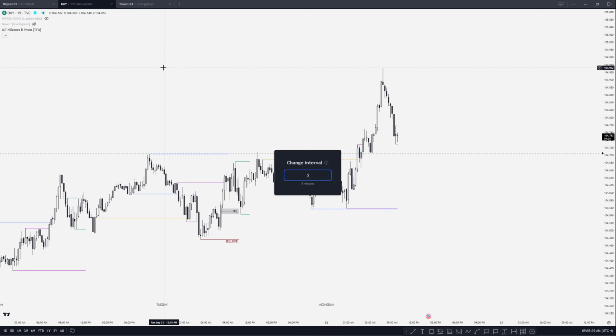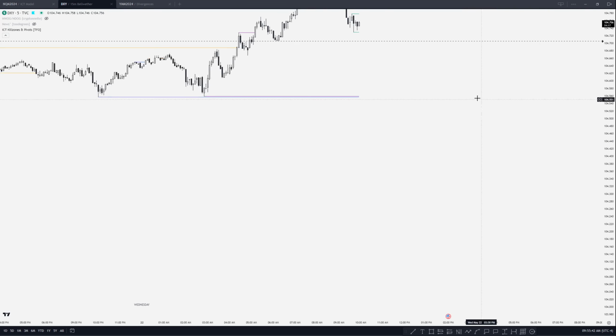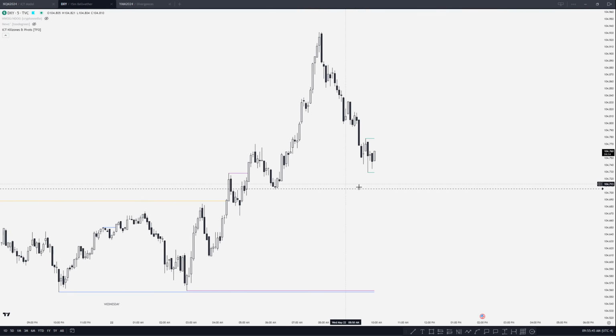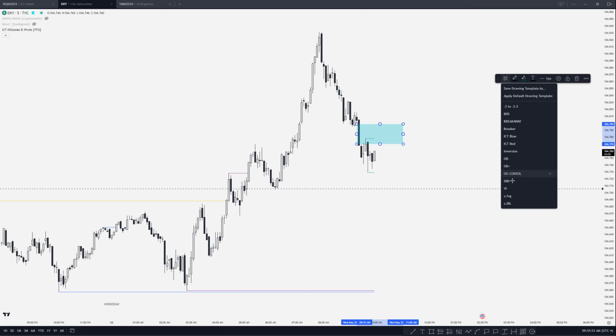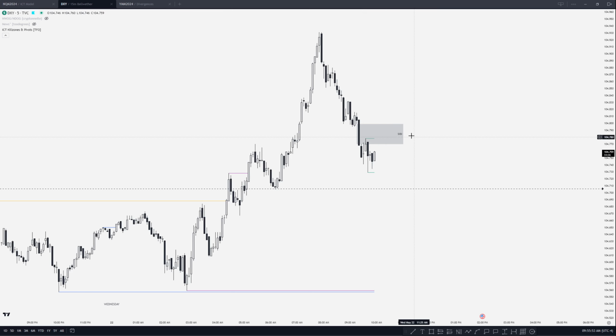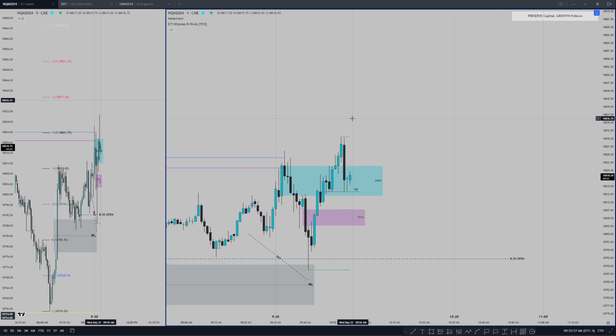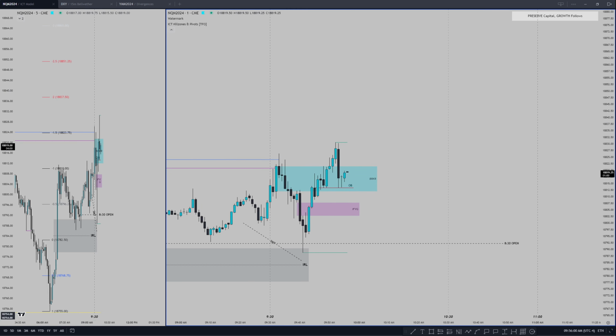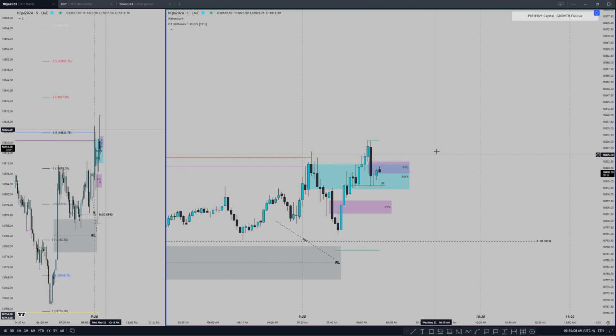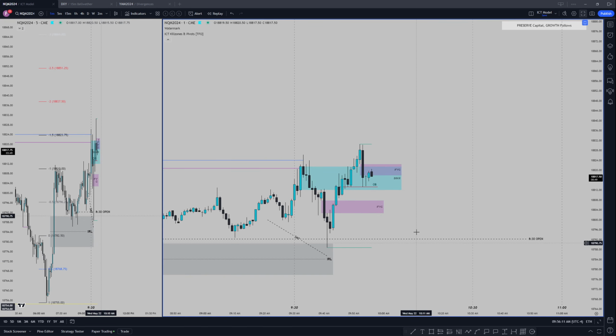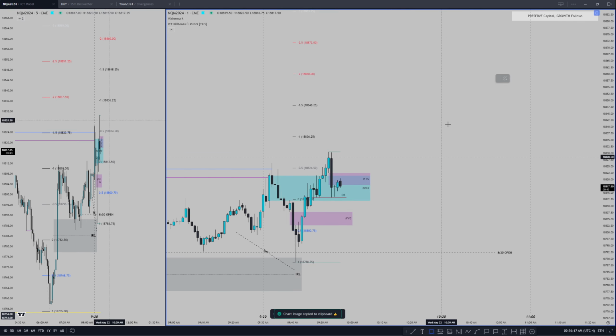DXY also needs to move lower. Let's take a look at the 5-minute. Still pretty clean. We got the market maker sell model at least up until here. Holding the bearish PD array quite well. Got a SIBI here. I prefer if this is also flipped to an inversion gap. 18,860.